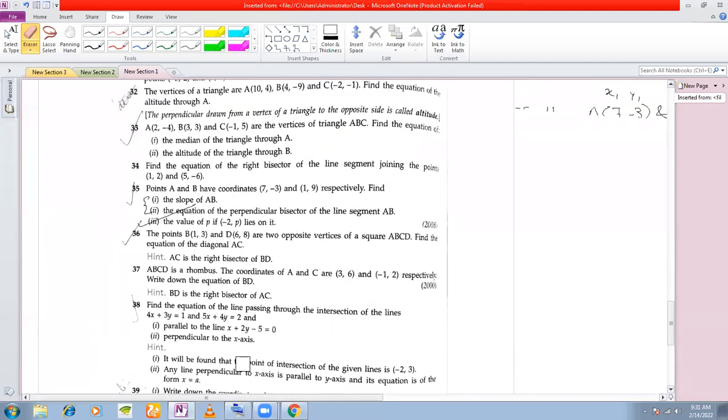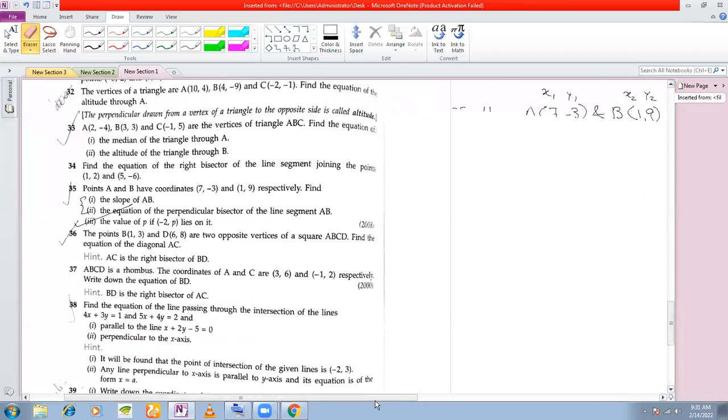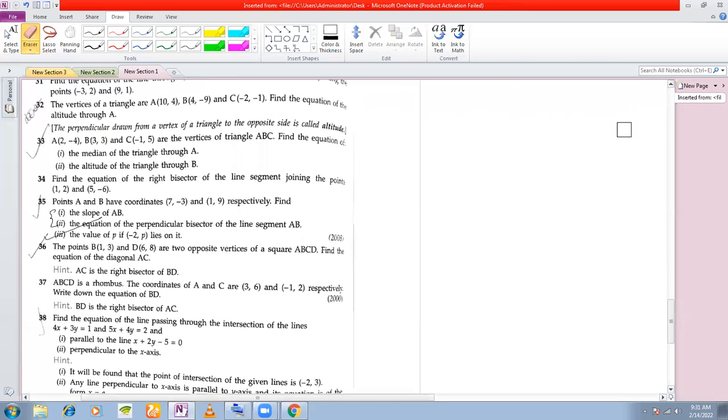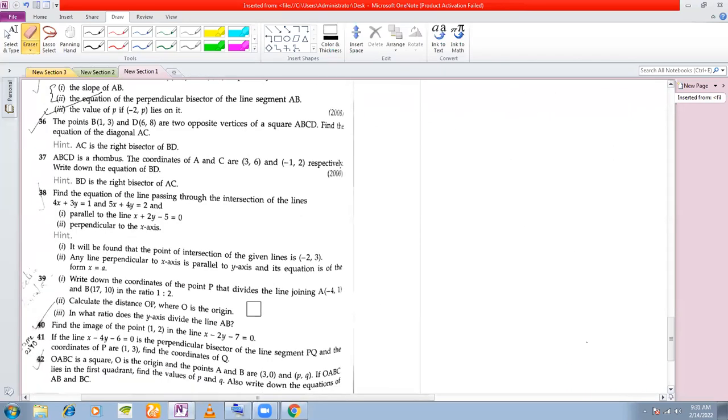Okay, so we finished 35. 36 should be the next one. Let's see what 36 has to say. The points B and D are two opposite vertices of a square. Find the equation of the diagonal AC.